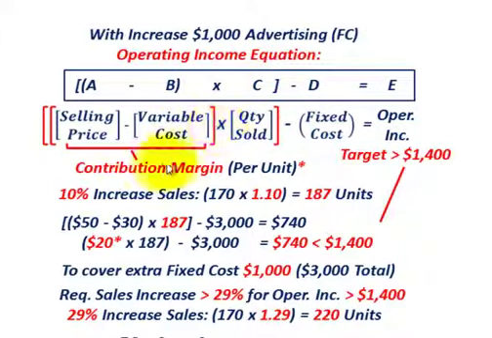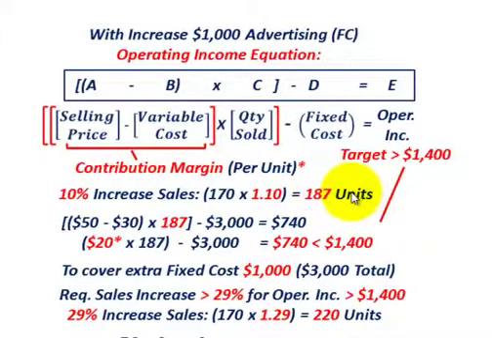Going back to our example, same equation. Again, we had that contribution margin per unit. In this case, we're looking at the targeted income: we want the operating income to be greater than $1,400. For our numbers, let's look at a 10% increase in our sales. We're currently selling 170 units, times 1.10, or 10% more. That gives us a 10% increase in sales of 187 units.